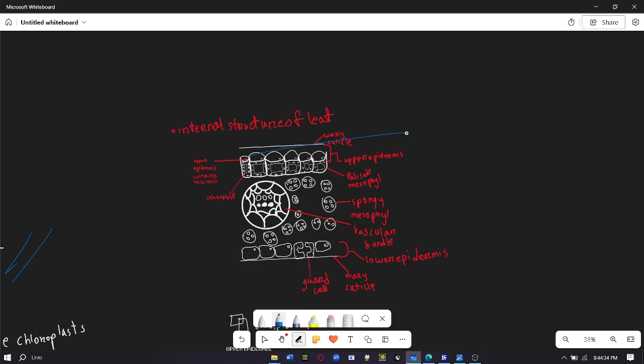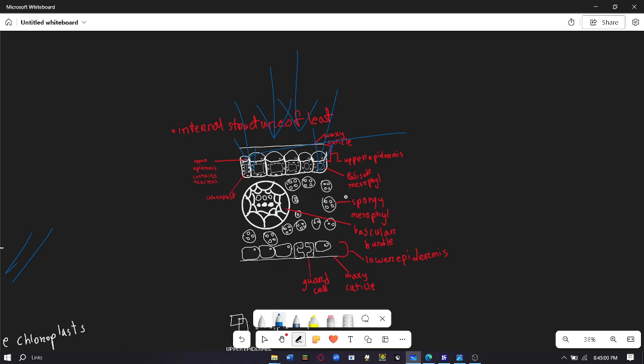We start with the waxy cuticle. The waxy cuticle is there so it can absorb the sunlight. Then we have the upper epidermis. You notice it has a nucleus, so that's important, but it doesn't have any chloroplasts, so that it can absorb sunlight. But in the palisade mesophyll, there are chloroplasts, and this is so that maximum sunlight is absorbed for photosynthesis.